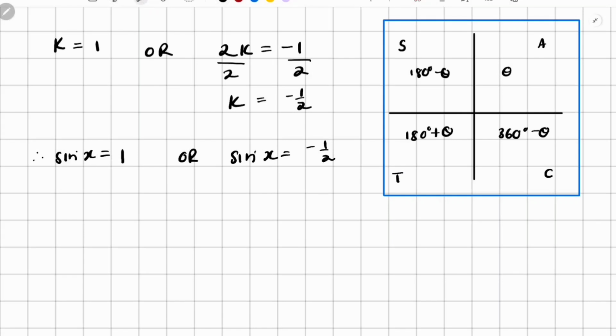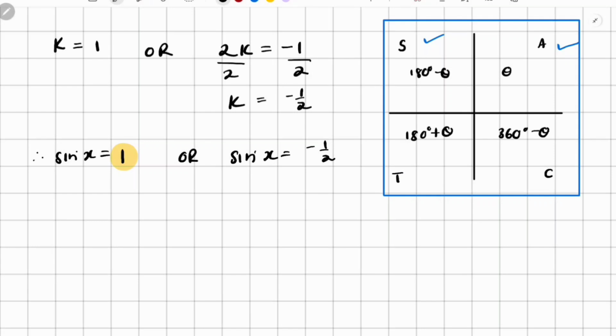So since we have sine of x being equal to 1, first notice that 1 is a positive number. So really what we're saying is that sine is positive. So let's think about the quadrant where sine is positive. Sine is positive in the first and the second quadrant. So we will use those reductions. So this is what's going to happen.